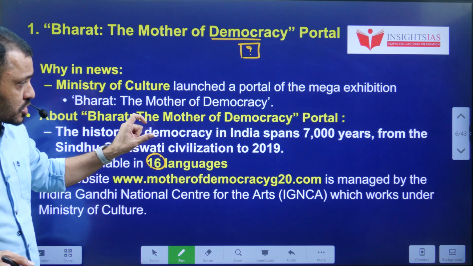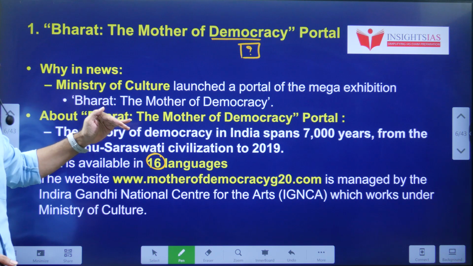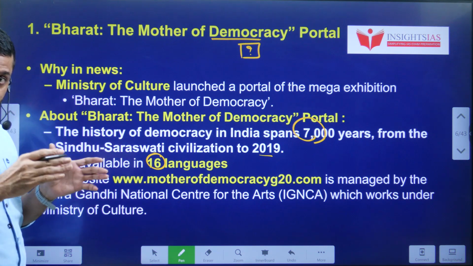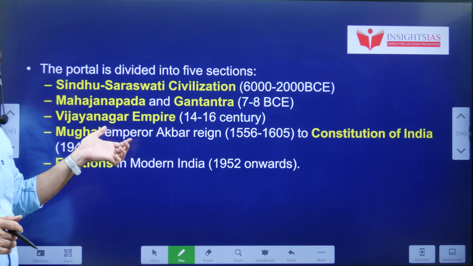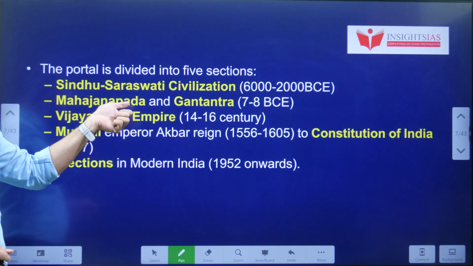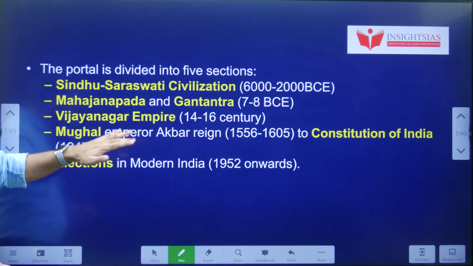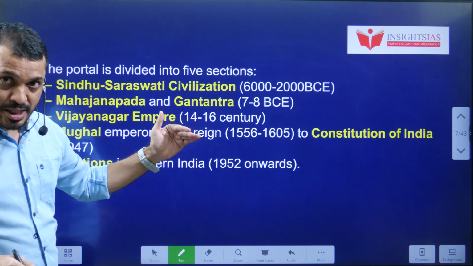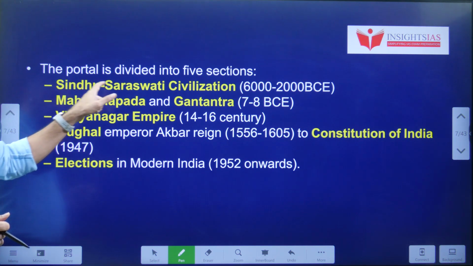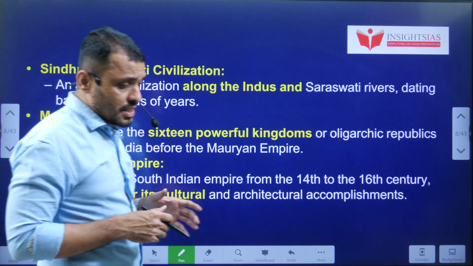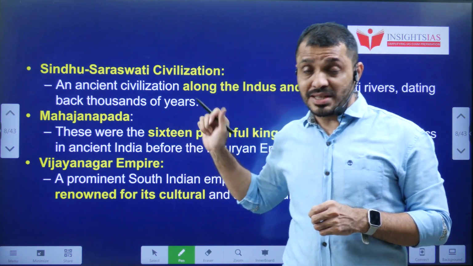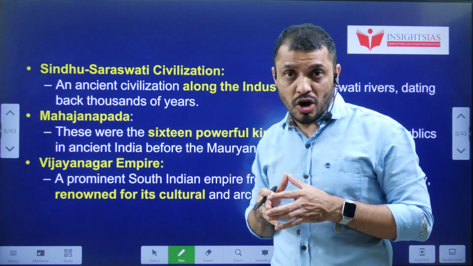One more thing, this portal reflects the evolution of democracy in India from the Indus Valley civilization till now. It is divided into 5 sections with 5 timelines: Indus Valley, Mahajanapadas, Vijayanagara Empire, Mughal Empire, and the period till the implementation of the Constitution of India. The Indus Valley civilization was an urban civilization spread across the Indus Valley, and during this time we know the usage of copper and bronze.